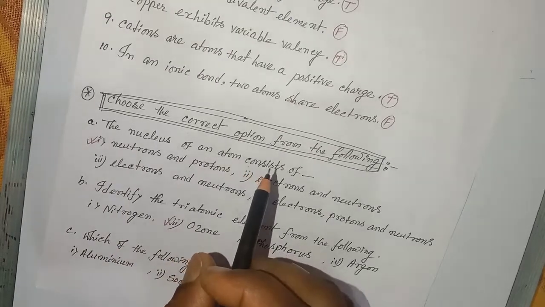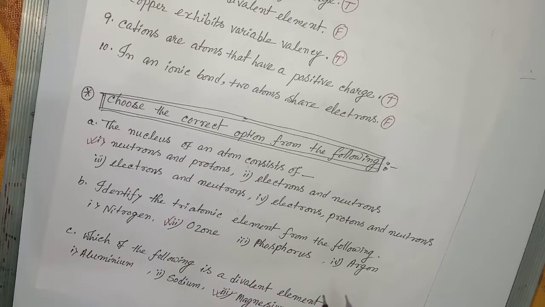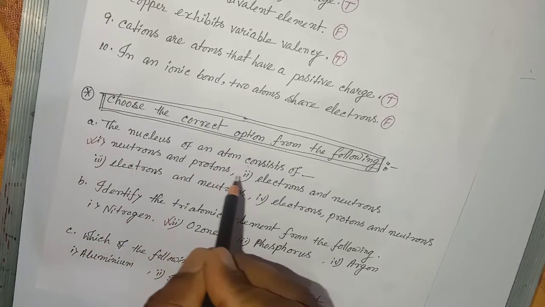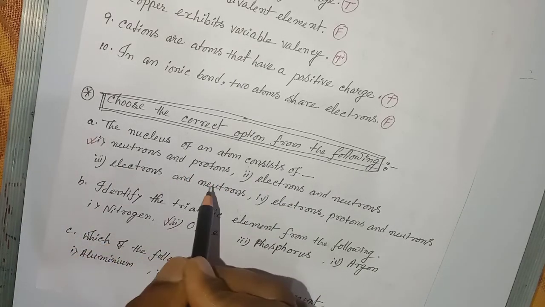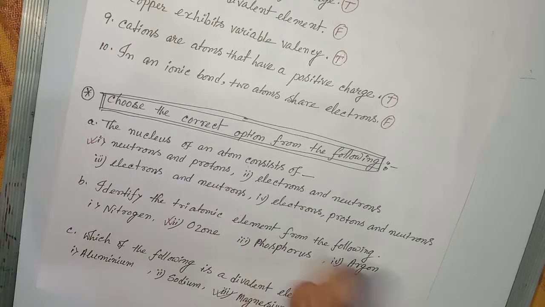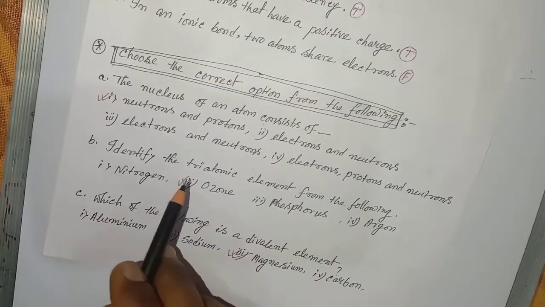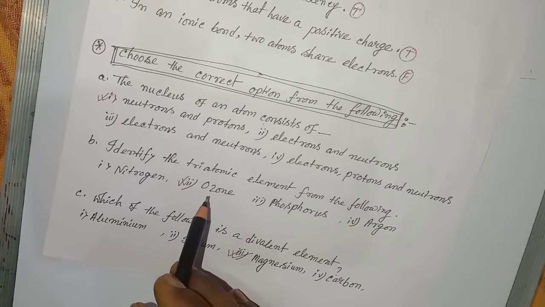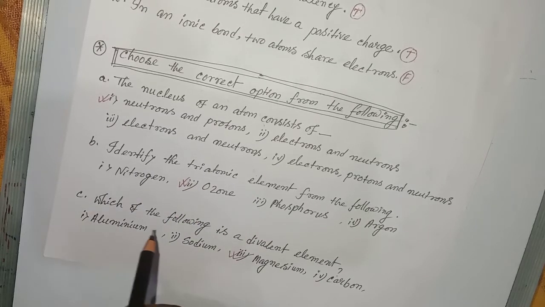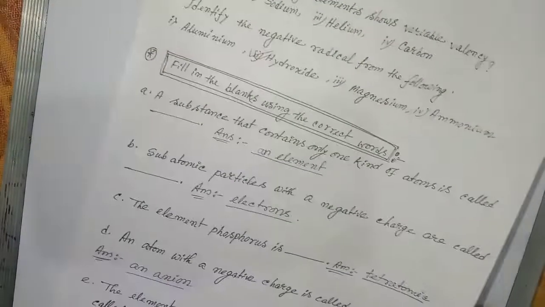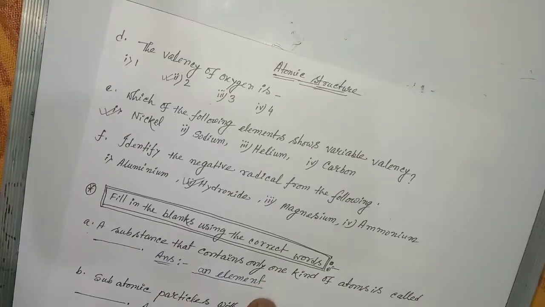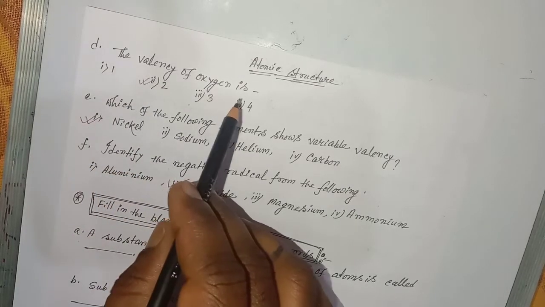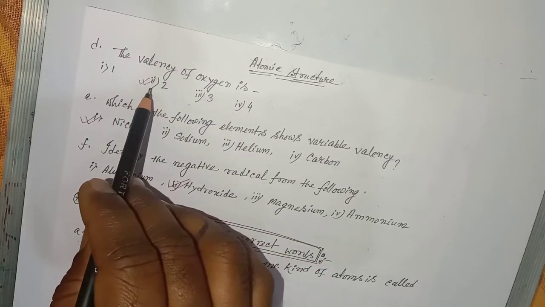Choose the correct option from the following. The nucleus of an atom consists of neutrons and protons. That is the right answer. Identify the triatomic element from the following. That is the correct answer, ozone. Which of the following is a divalent element? That is the correct answer, magnesium. The valency of oxygen is 2. That is the correct answer.